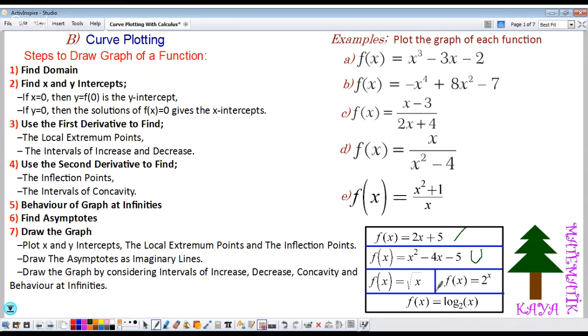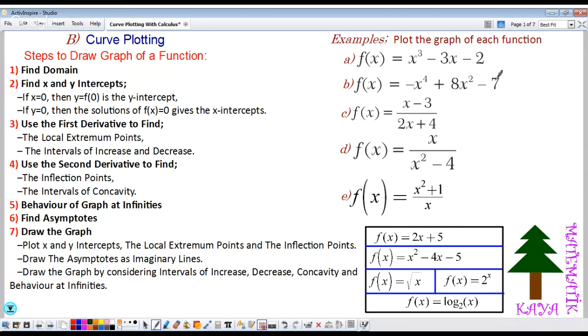These have their own paths. We find a few values about them, then draw the graphs. But these are so changeable in too many different ways. So now I will try to show you how to draw such graphs by using the derivatives and asymptotes.